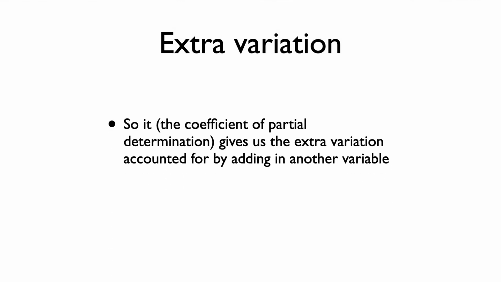So it's extra variation. This thing, the coefficient of partial determination, was that extra bit. It's a way to measure that extra variance. So that little extra bit that you add, or that big extra bit you add, the coefficient of partial determination can show you that.